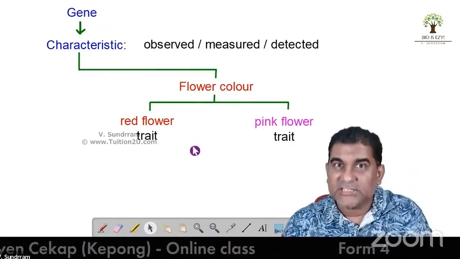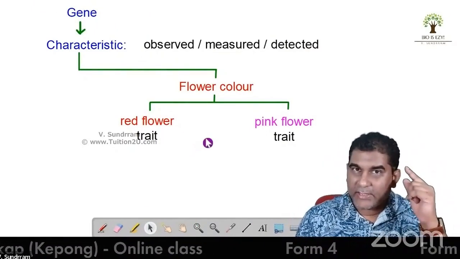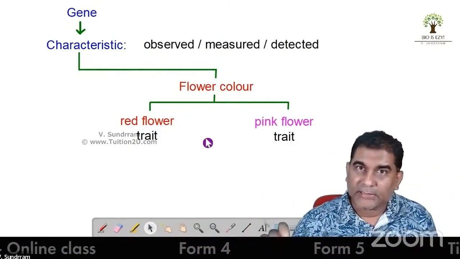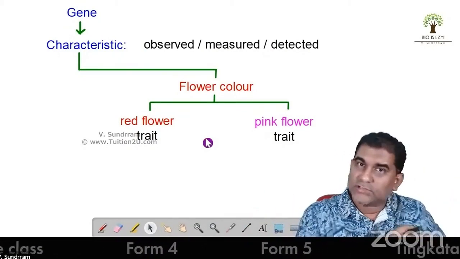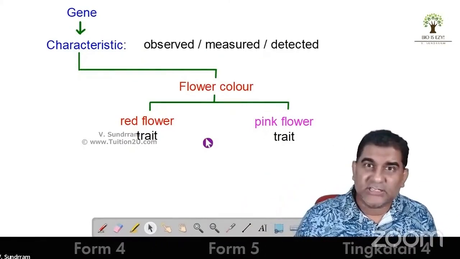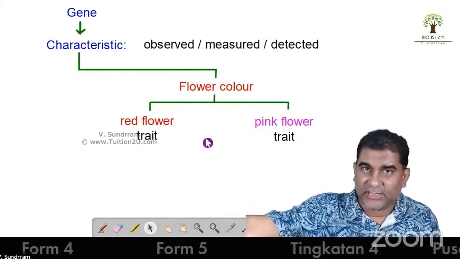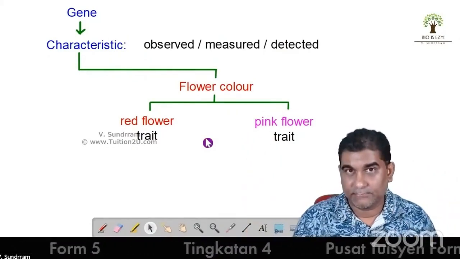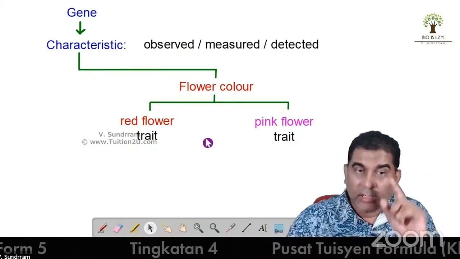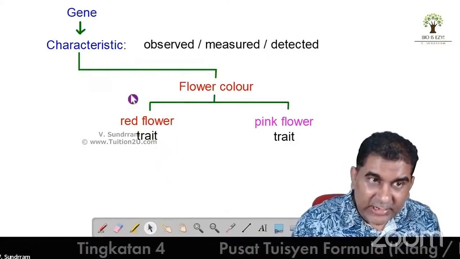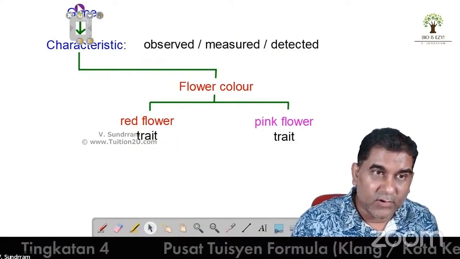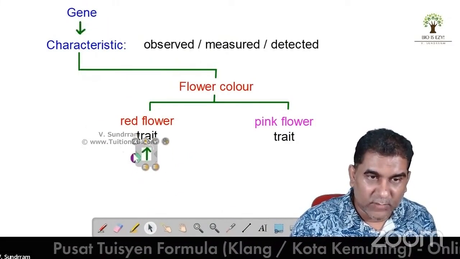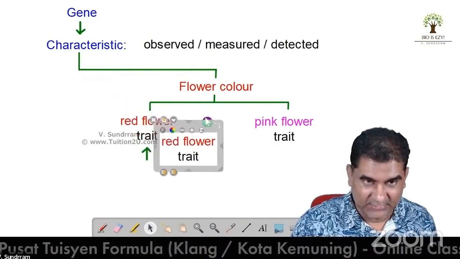There is a gene that controls type of hair. There is a gene that controls ABO blood type. There is a gene that controls your skin color. There is a gene that controls the length of the snake. The characteristic is controlled by a gene. What about the traits? The traits are controlled by what we call alleles.